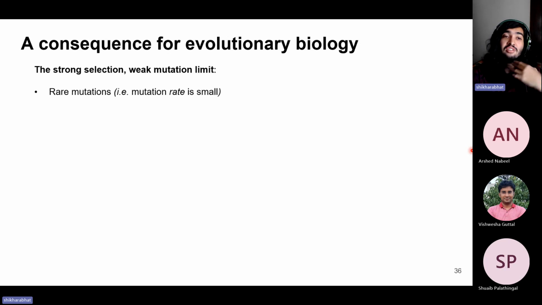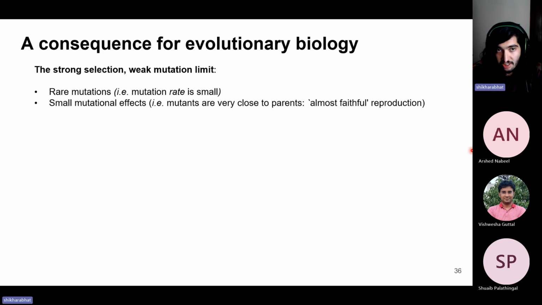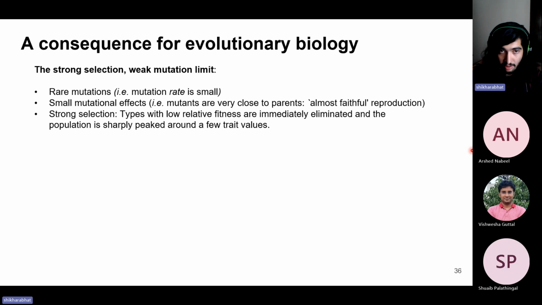First, we assume that mutations are rare in the sense that the mutation rate is very small. We also assume that mutational effects are small. That is, mutants are very close to their parents. This is sometimes called almost faithful reproduction. And then we assume that selection is strong in the sense that types that have low relative fitness are immediately eliminated. So a type either reaches fixation or just goes extinct on the timescales we look at. And so the population looks like it is very sharply peaked around a few small trait values. This is what I mean by strong selection in this case.